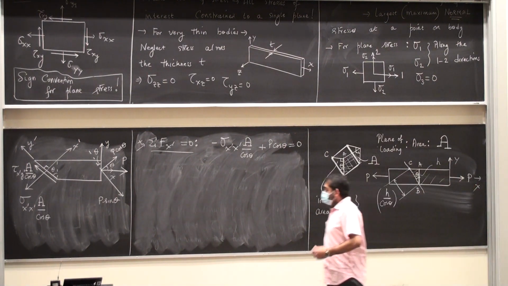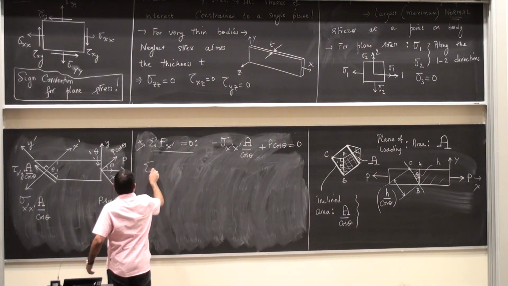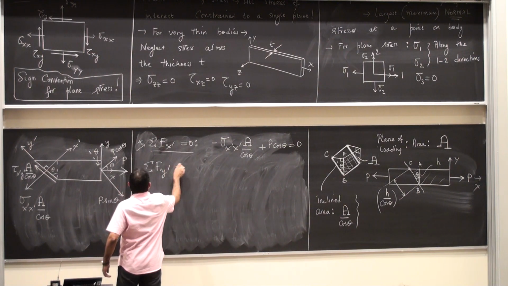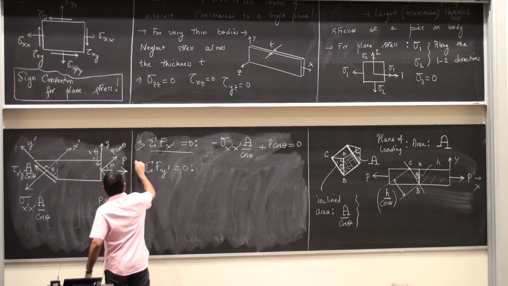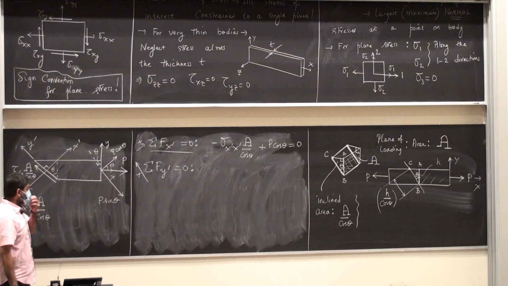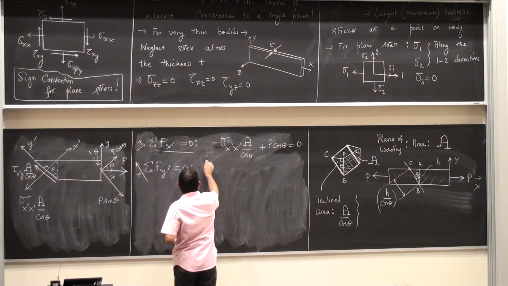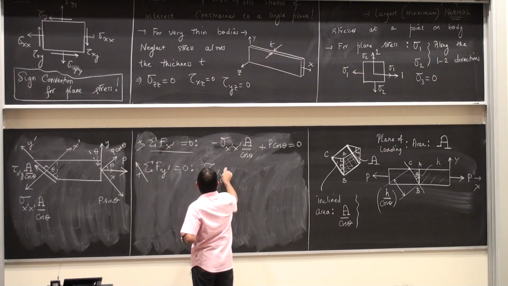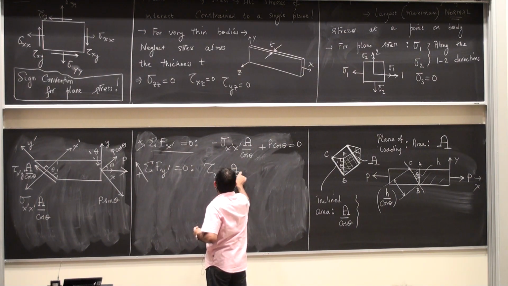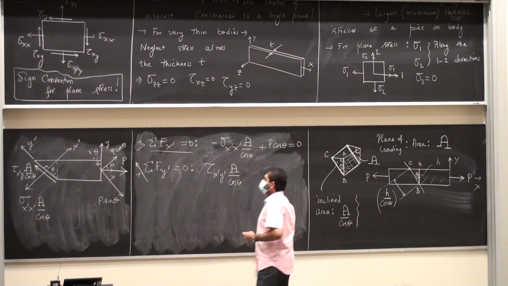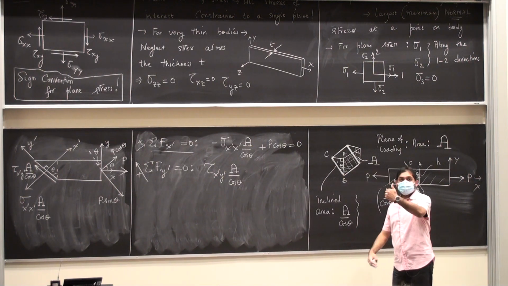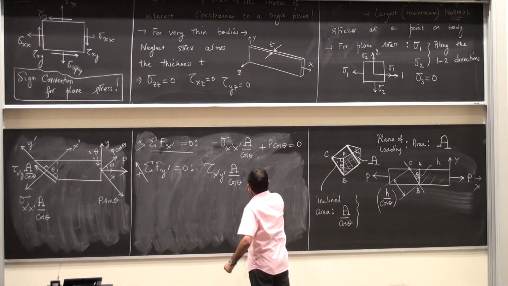Sum of forces in the y prime direction, basic statics. What are my forces? Tau x prime y prime times A by cosine theta, minus P sin theta. P sin theta is pointing in the negative y direction.